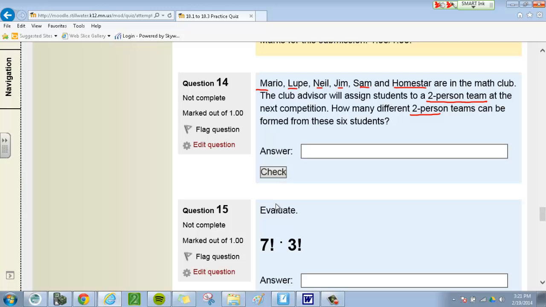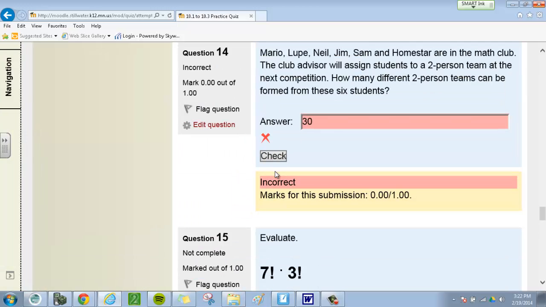So how many people do we have to choose from? 6. And how big is our team? 2. So 6 choose 2. You can put that in your calculator, or you could do something like this. You've got 6 options for the first one, 5 options for the next one, and this is equal to 30. If you put this in your calculator, you will also get 30. Let's put 30 in there, click check.